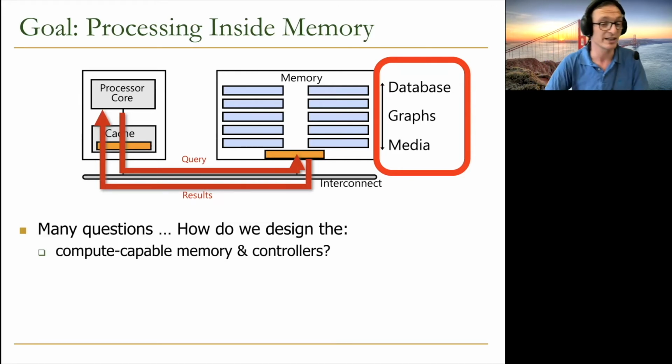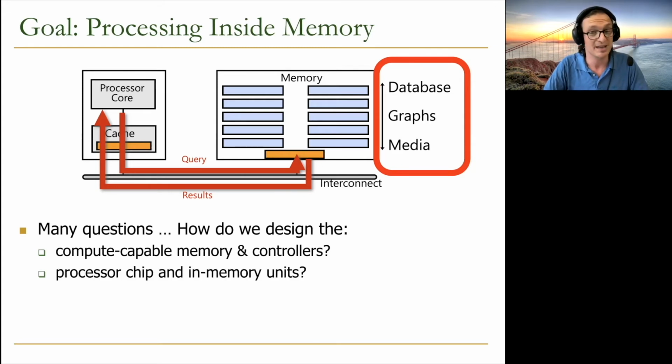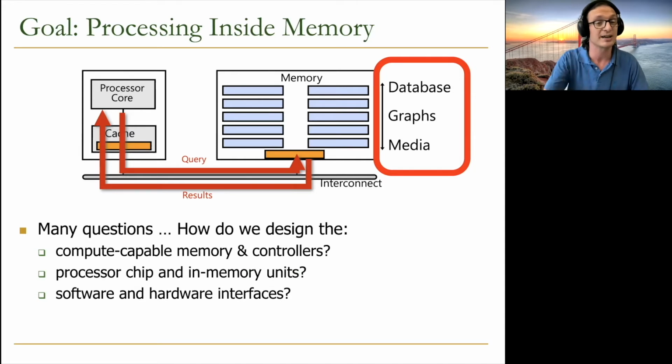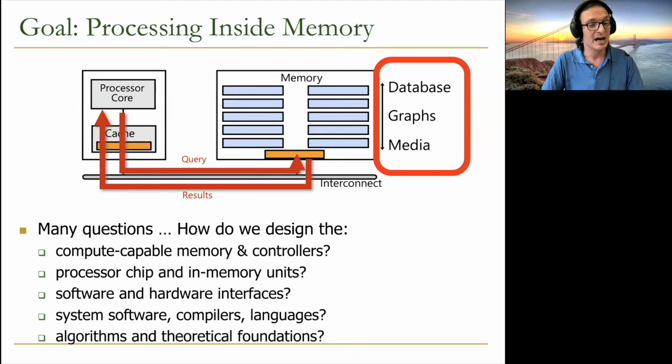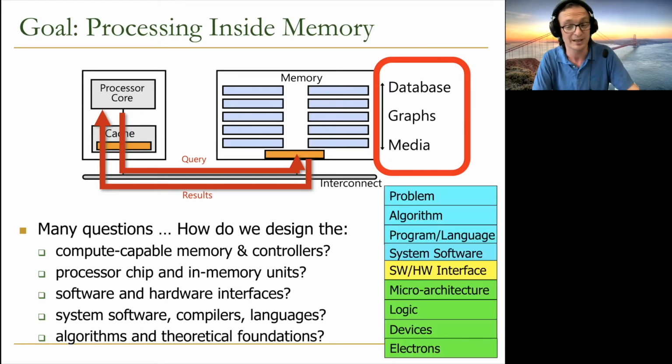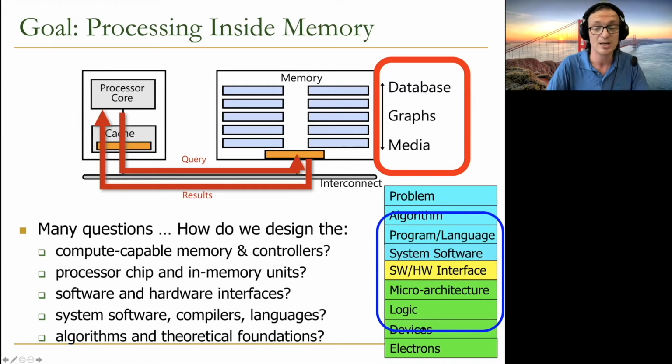There are many questions over here. How do we design the compute-capable memory and the controllers? How do we design the processor chip and the in-memory units after this? How do we design the software and hardware interface to enable this? How do we design the programming languages, compilers, and system software to enable this? How do we design our algorithms and map them to the in-memory processing substrate? And how do we rethink the theoretical foundations of computing? So this is an across-the-stack problem, going all the way from devices that can compute, logic that can enable computation, microarchitectures that can enable computation, interfaces that can enable pushing of computation to memory, system software, languages, and algorithms that can enable this. Theoretical foundations, I will also talk about this.